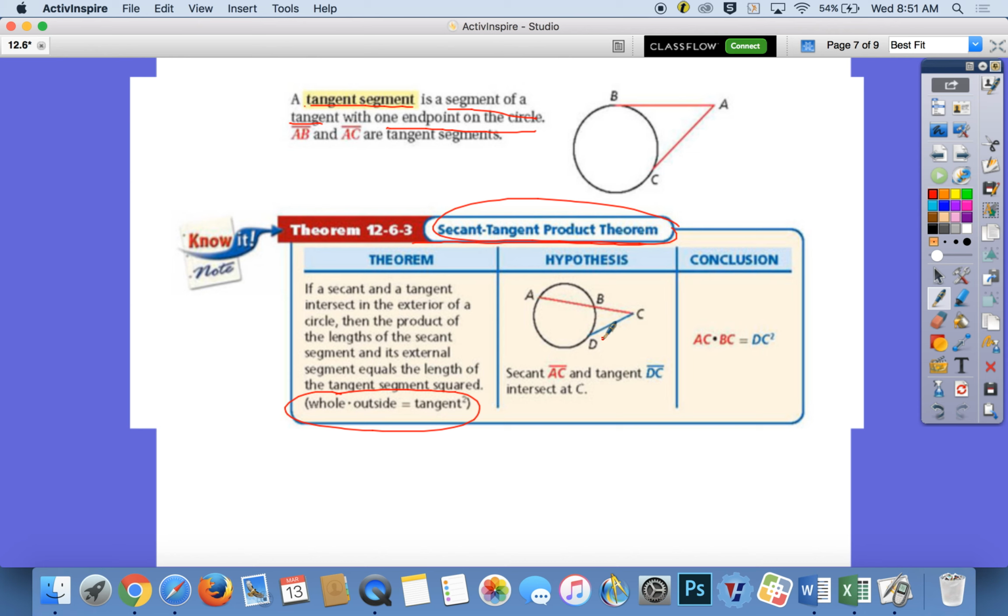All right, but think about it like we just had. Whole times outside equals whole times outside, and that's going to get you the squared. So if you want to think about it in the same way that you thought about it before, it's going to get you home as well instead of thinking of another formula. Whole times outside, whole times outside.